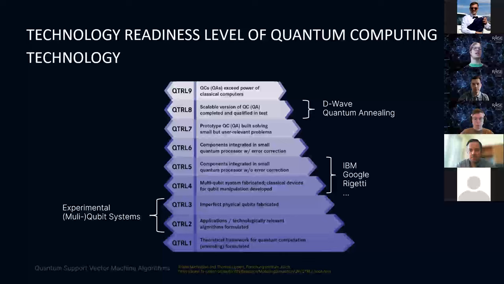So anyway, as you can see here, we plotted a graph that associates each technology with its quantum readiness level with respect to these technological implementations. And we can see here that, for example, D-Wave quantum annealing is at stage 8, which is almost the top of this pyramid of readiness, with a scalable version of quantum computing, which is also evident in the D-Wave products, because if we look at how the D-Wave machines increased the number of qubits over time, we have a more or less exponential growth.